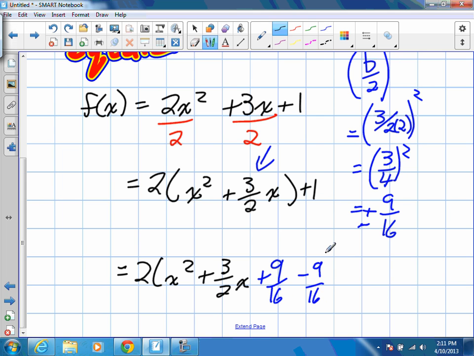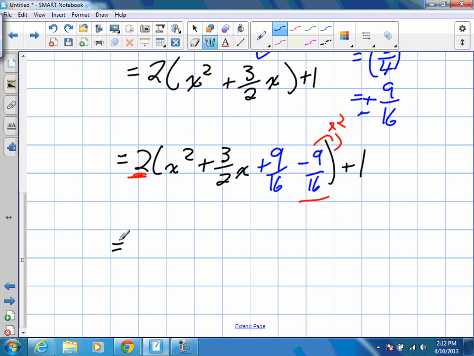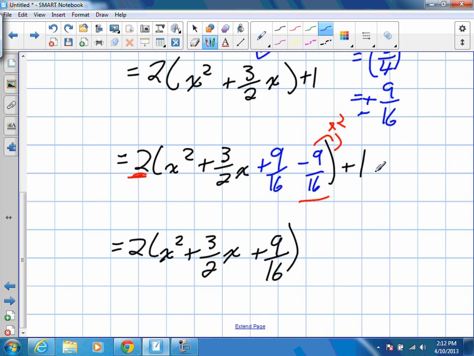Okay? Remember, the negative value needs to go to the outside. And when we do that, we have to multiply by the term here. So we'll be multiplying it by 2. So that might become difficult too. We'll have 2 x squared plus 3 over 2x plus 9 over 16. Now, if I'm multiplying this on the side, 2 times negative 9 over 16. Remember, this is just like 2 over 1. So all I really have to do is multiply the top number by 2. So it's going to read negative 18 over 16 plus 1.